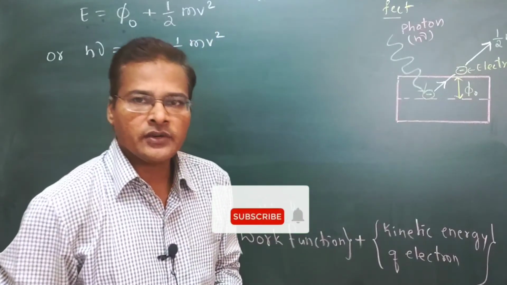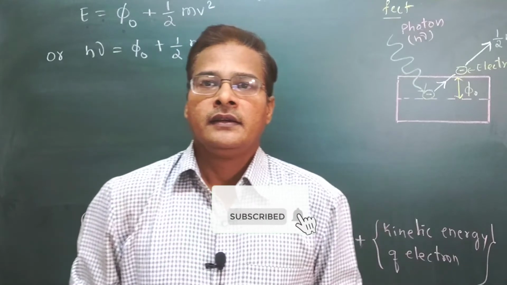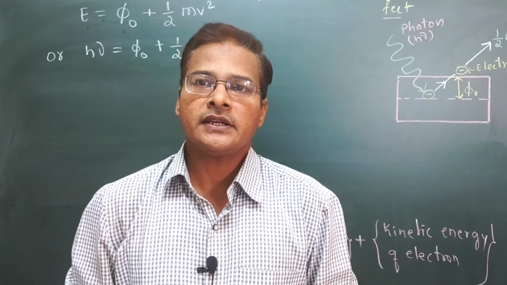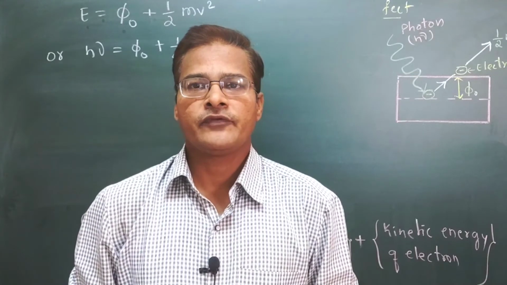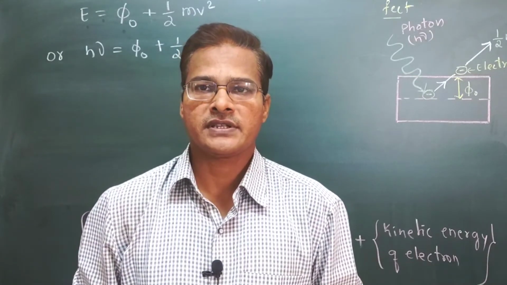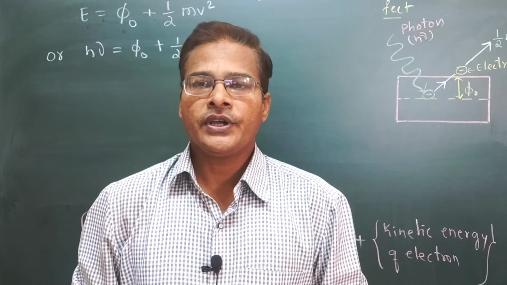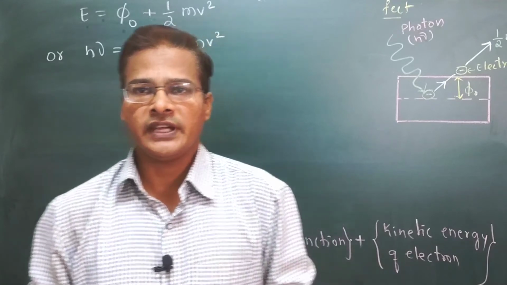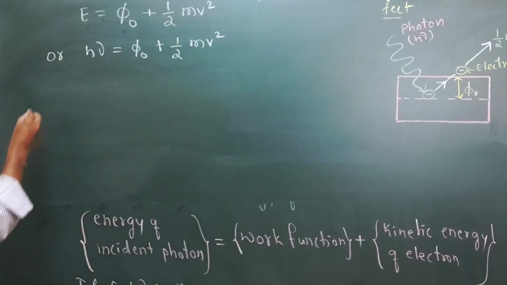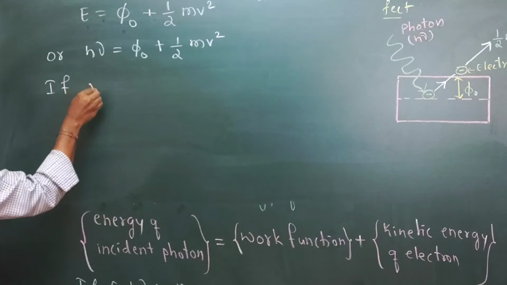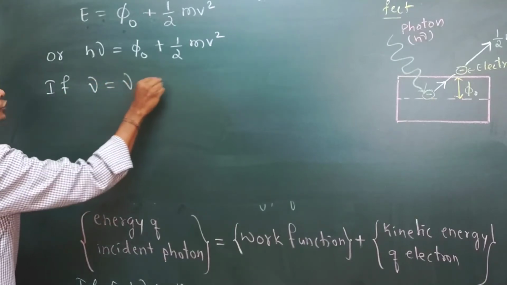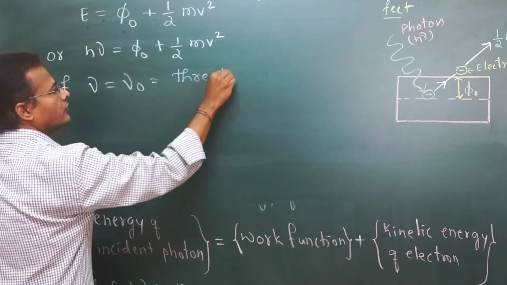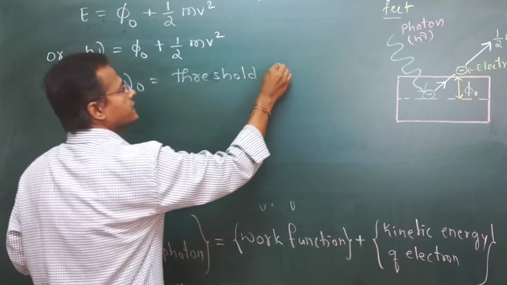As we know, for the photoelectric effect to take place, it requires some frequency. That frequency we call the threshold frequency. If nu equals nu naught, this is called our threshold frequency.